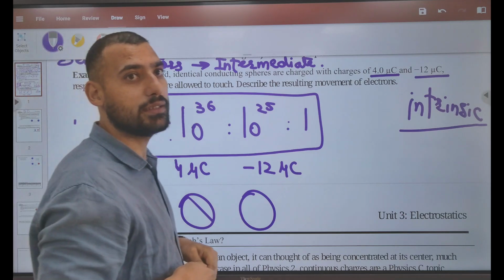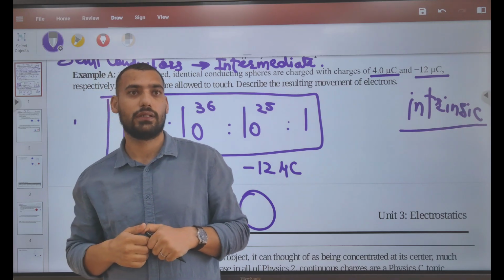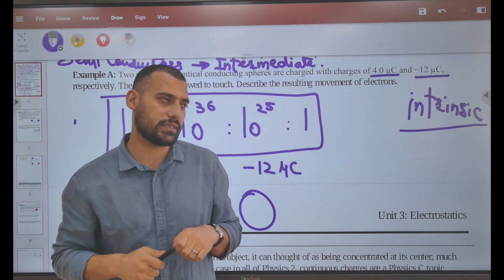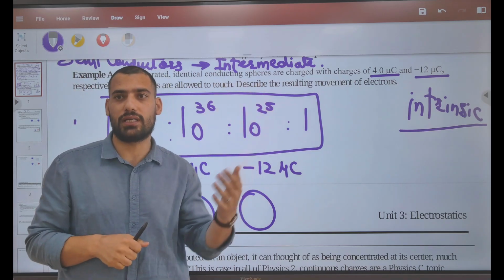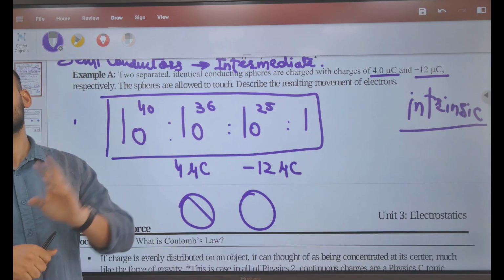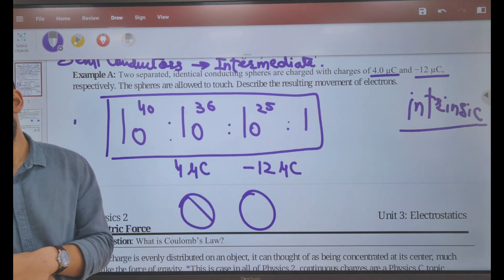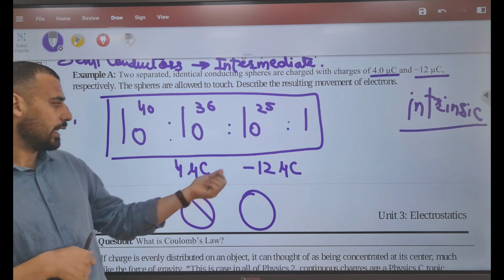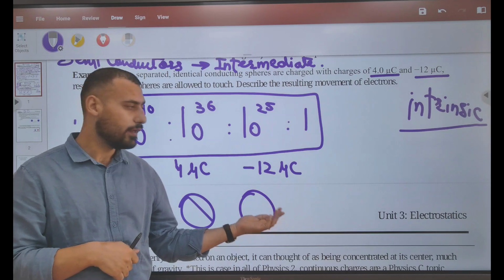Anyone else? Any idea what will happen? Negative 16. See, you need to understand. Out of these two bodies, one body has more charge, the other has less. So what is the total charge in the system? One is 4 and the other has negative 12. Understand what is happening. Positive 4.